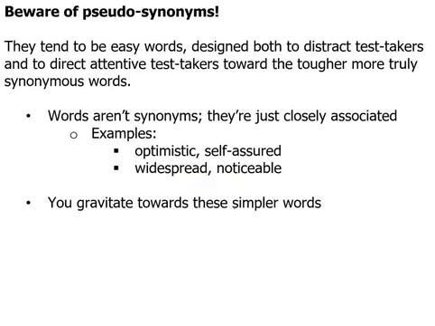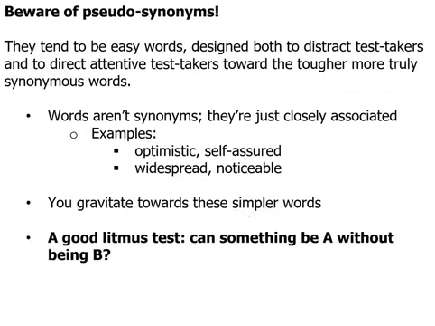Again, notice that these are simple words. And to double check when you're seeing those simple words and gravitate toward them, do a specific litmus test, which I've just walked you through. Can something be one thing without being the other? And if it can, then those are not true synonyms.